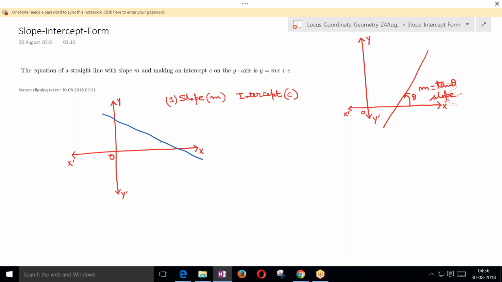Now in this straight line, what is the slope? As we know, if this angle is theta, then m is equal to tan theta. That is, m is given to us, and the y-intercept is given to us. That is c. So two pieces of information are given: one is m and one is c. In that case, the equation of the straight line is y equal to m into x plus c.